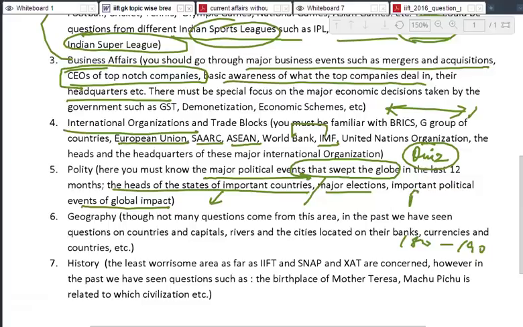Recently, we had the BRICS meeting, right? Where was it conducted, people? China. Good. So who were the people representing their respective countries? From South Africa, who was the person? From China, who was the person? From India, who was the person? From Russia, who was the gentleman? From Brazil, who was the person?